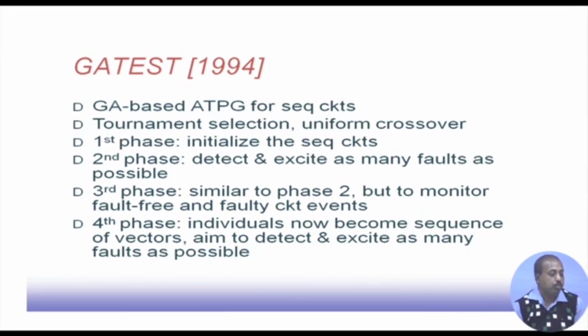In the third phase, it monitors fault free and faulty circuit events. We look at how many new faults are getting detected, what the fault free operation is and what the faulty circuit operation is, and how many of them differ. That comes in as the cost function. In the fourth phase, for sequential circuits we need to apply a sequence of vectors, so we try to frame the sequence. The individuals are sequences of vectors, and for a particular sequence we ask what faults it can detect and excite. This is the fitness function. The fourth phase actually does the sequential ATPG, while the previous stages are similar to combinational ATPG.